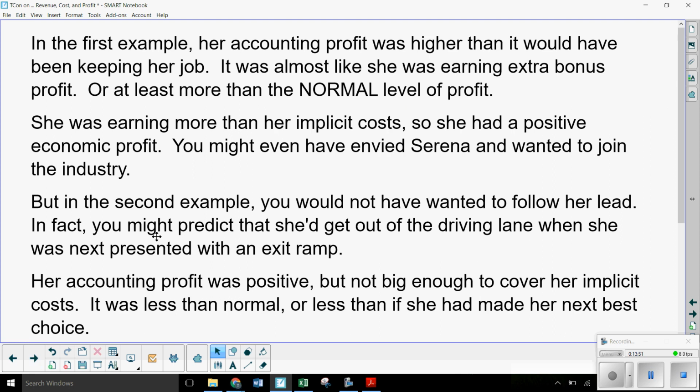In the first example, her accounting profit was positive, and it was higher than it would have been if she had kept her job. It was almost like she was earning extra bonus profit, or what we're going to say is more than the normal level of profit. We'll define that as what she could have earned doing something else. She was earning more than her implicit costs. Her economic profit was positive. In that situation, we envied Serena and we wanted to join the industry. We would predict people would quit those $10 an hour jobs in order to go into this market.